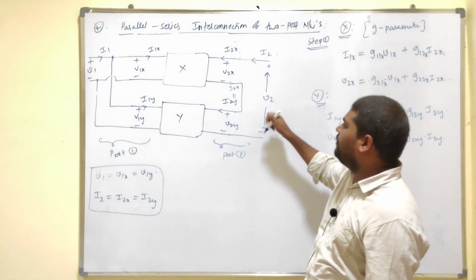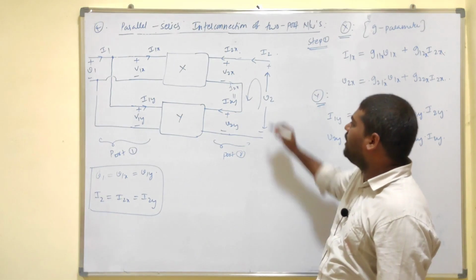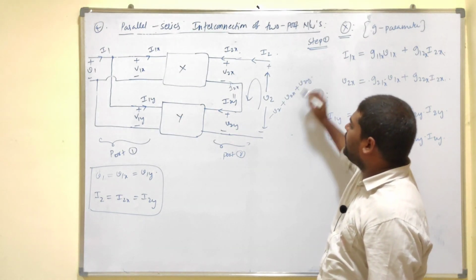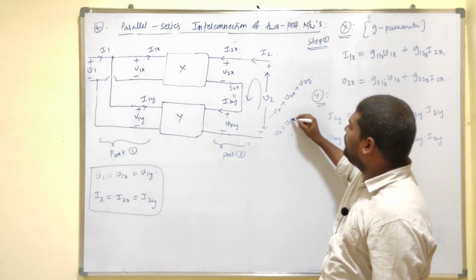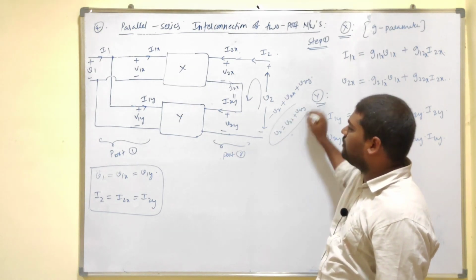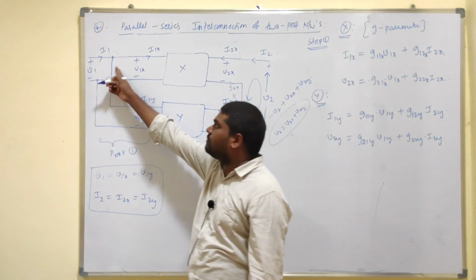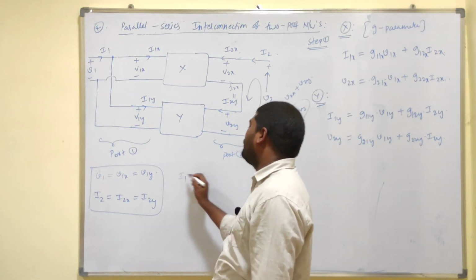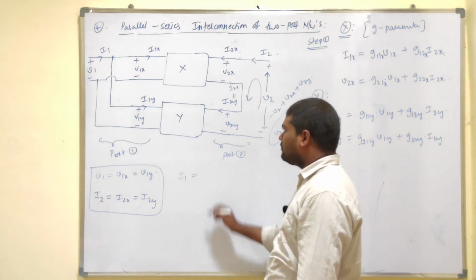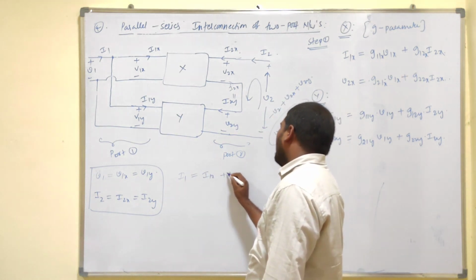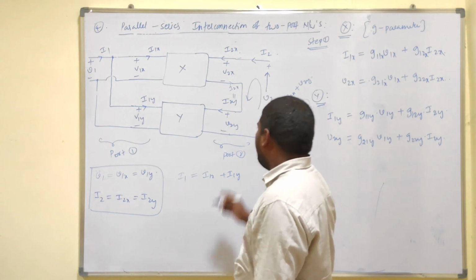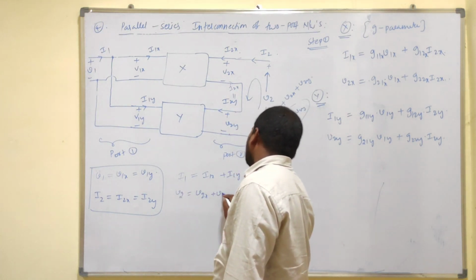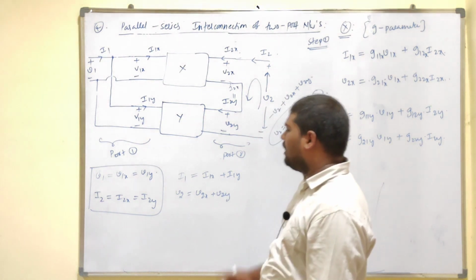If you apply KVL for this loop, we will get minus V2 plus V2x plus V2y. So from that, V2 equals V2x plus V2y. And in the same way, from port 1, I1 equals I1x plus I1y, and from port 2, V2 equals V2x plus V2y. So these are the two expressions.